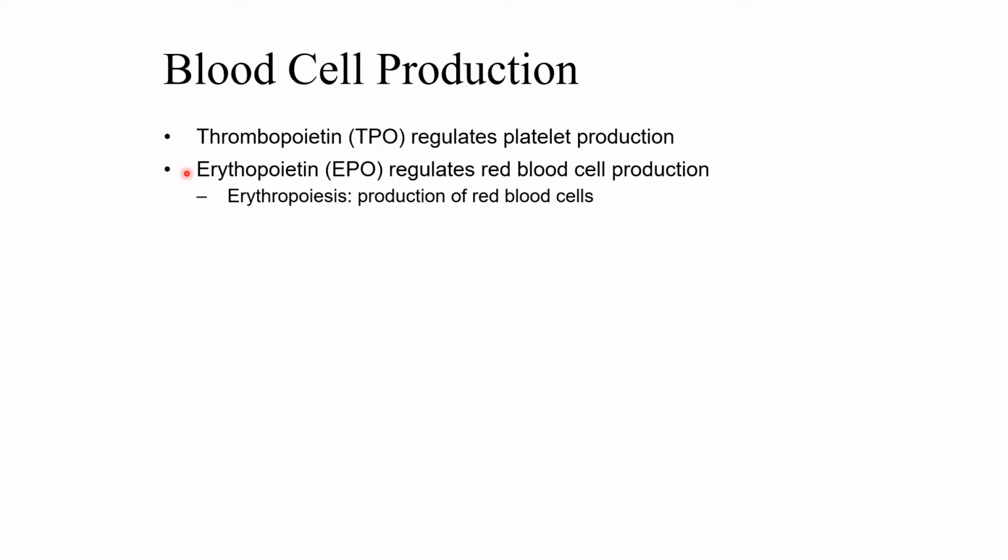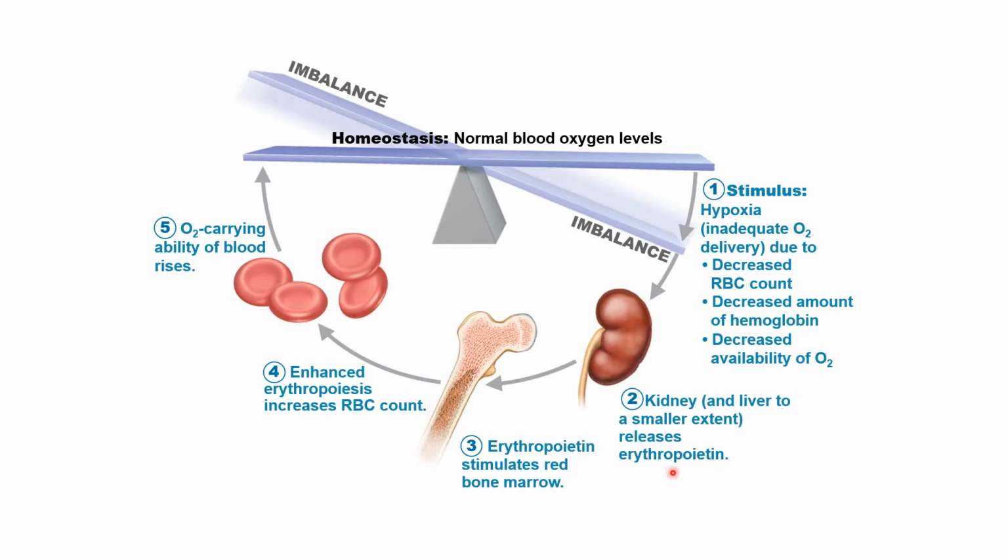There's another hormone known as erythropoietin, and it's mainly made in our kidneys. This hormone controls our red blood cell production. We are going to talk about what stimulates the production of erythropoietin in a minute, but the process of producing those red blood cells by the hormone erythropoietin is known as erythropoiesis. Poiesis means to make. Our erythropoietin hormone produced by our kidney stimulates the production of our red blood cells.